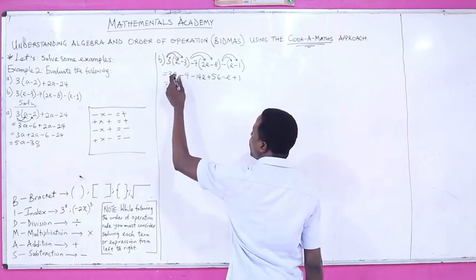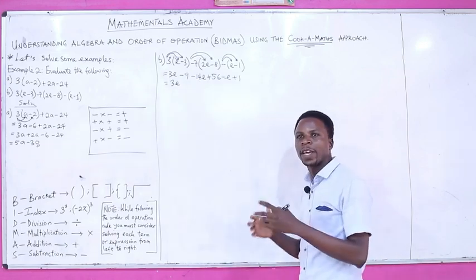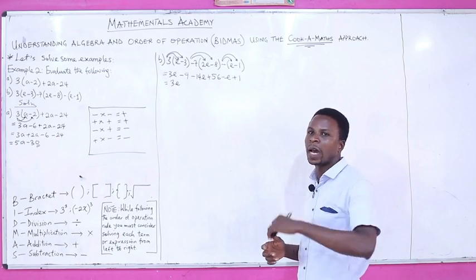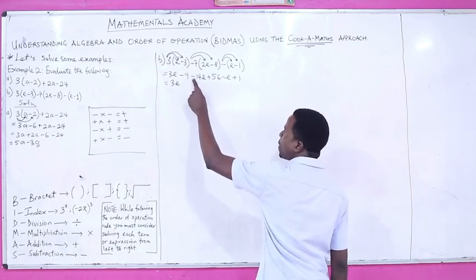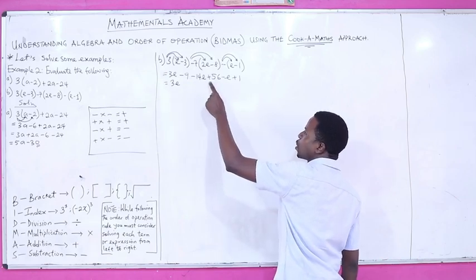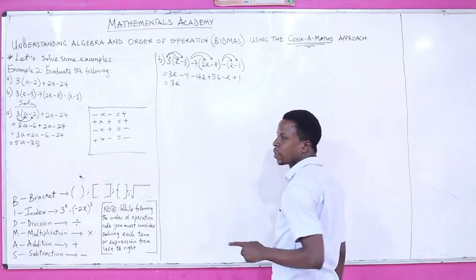So we have 3e already. Then we have, remember I told you that the sign in front of any number or a term belongs to that number or a term. So that means this minus belongs to this 9. This minus belongs to 14e. This plus belongs to this 56. This minus belongs to e, and this plus belongs to 1.